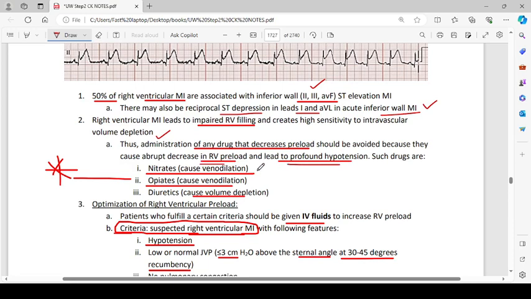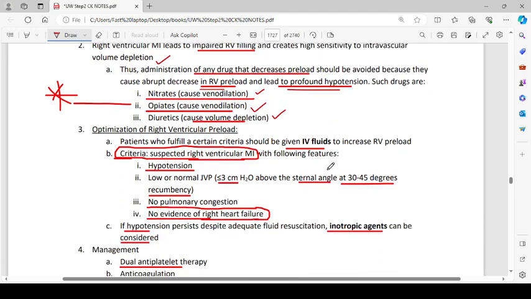Such drugs are nitrates, which can cause venodilation, opiates, which can also cause venodilation, and diuretics, which cause volume depletion. So these drugs are to be avoided in right-sided heart failure. Optimization of right ventricular preload: patients who fulfill certain criteria should be given IV fluids to increase the right ventricular preload because of the Starling mechanism, that when you stretch the wall, the contractility increases.